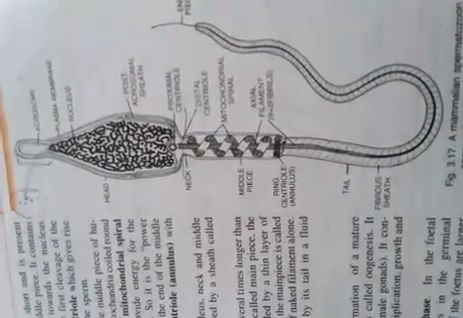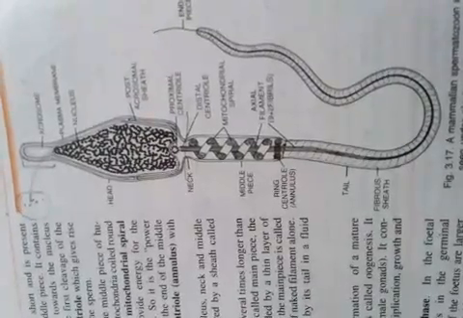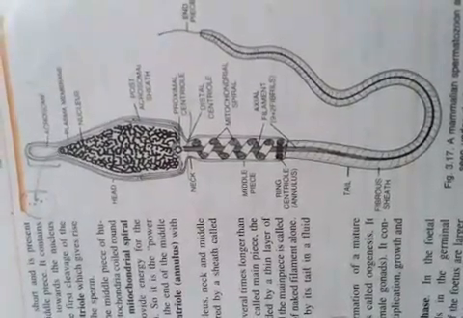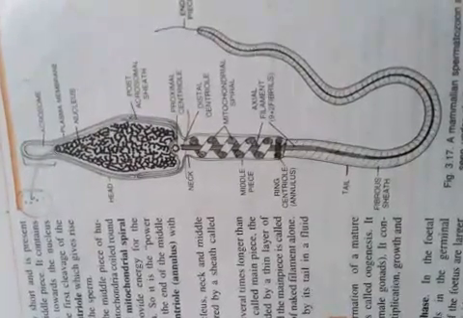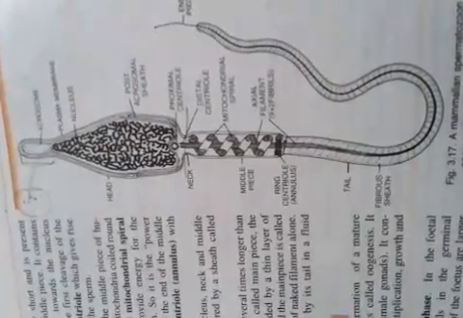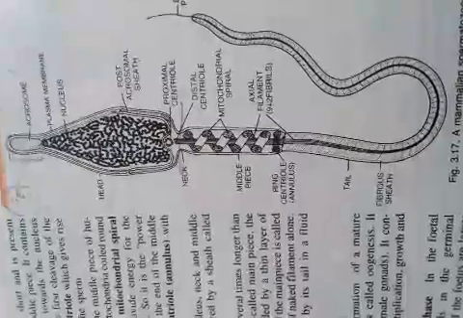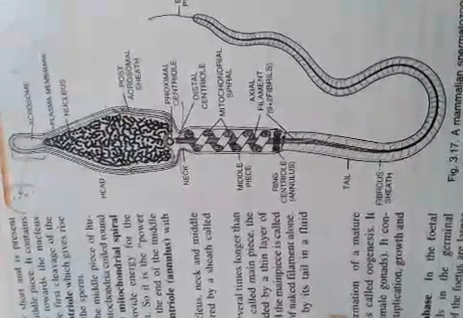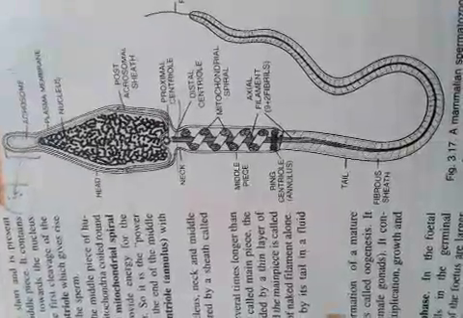Middle piece is the area where mitochondrial spiral is present. Mitochondrial spiral is the spiral or spring shaped structure found in the middle piece formed of the mitochondria. As you know, mitochondria are the powerhouse of the cell. So the function of the mitochondrial spiral here is to provide energy so that the sperm can move. Final one is the tail.